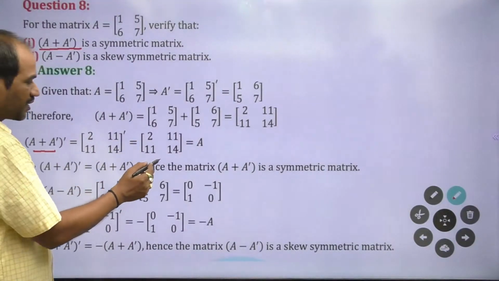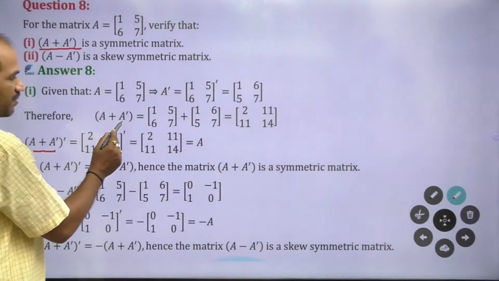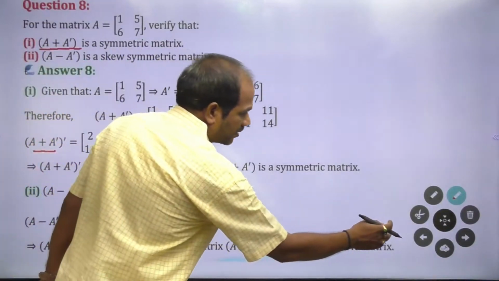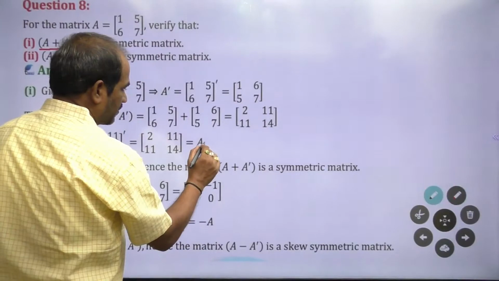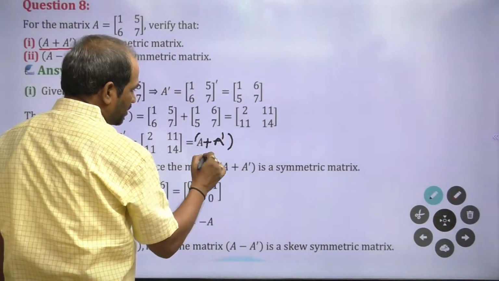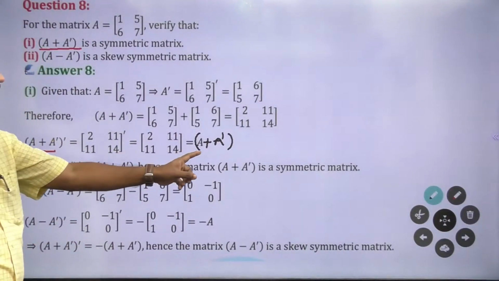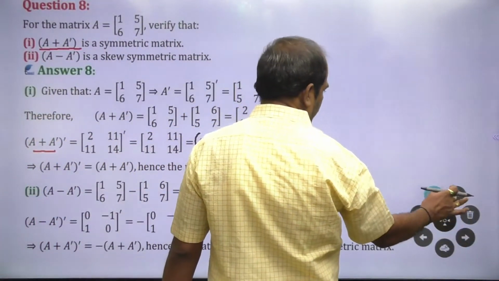Check here: this matrix is A plus A dash. Transposing it, we get the same matrix back. So (A plus A dash) whole dash is equal to A plus A dash. This formula is satisfied.